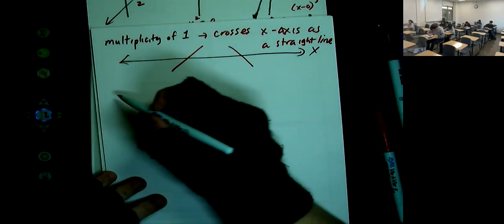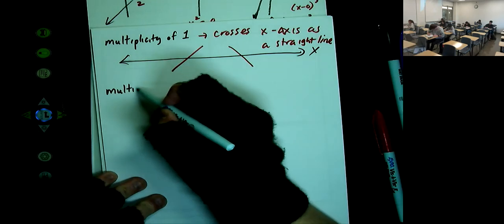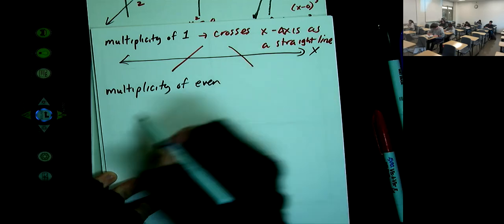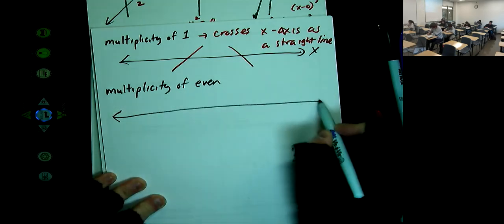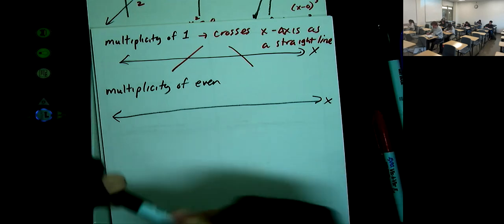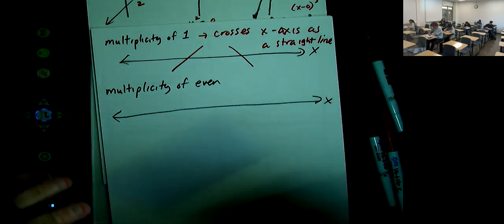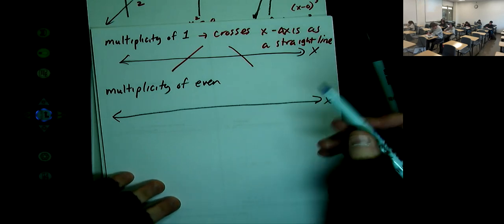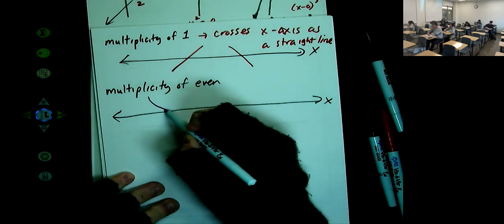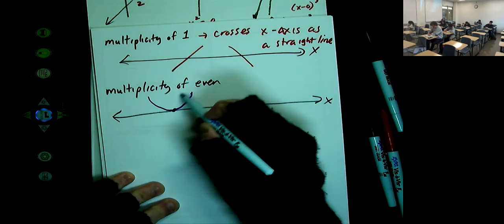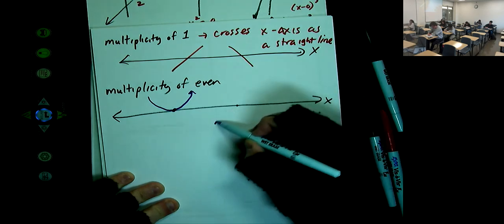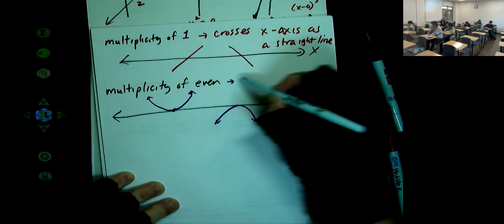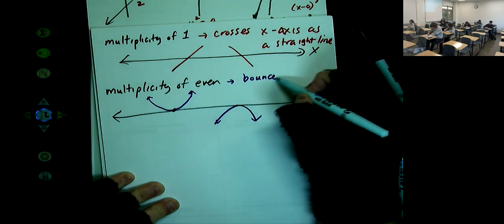If I have multiplicity of an even number, we don't cross the x-axis there. It actually bounces off. It might bounce off at the x-axis, or it might come from below and bounce off going that way. So it bounces off or ricochets.